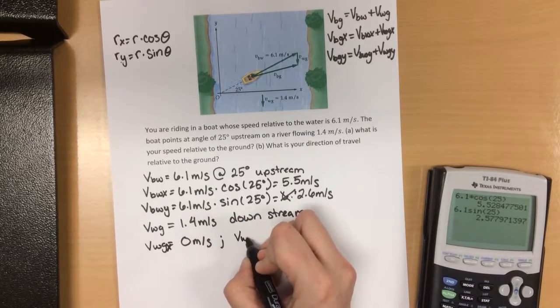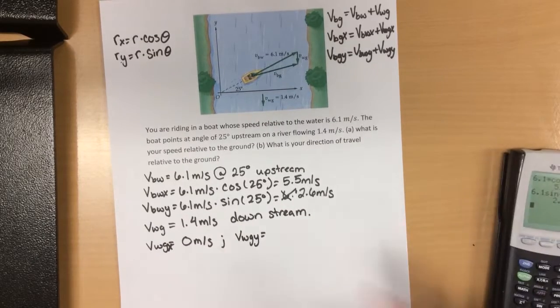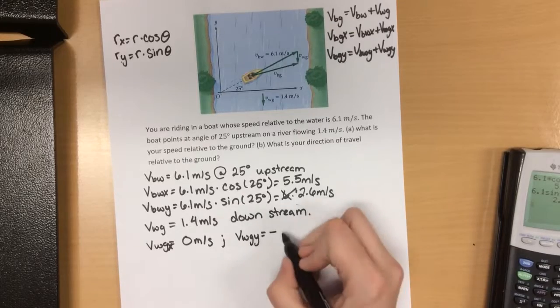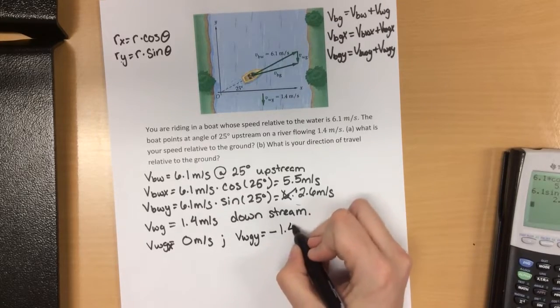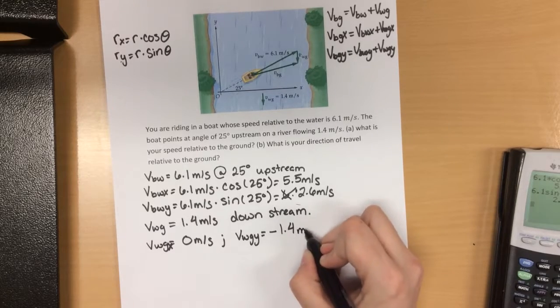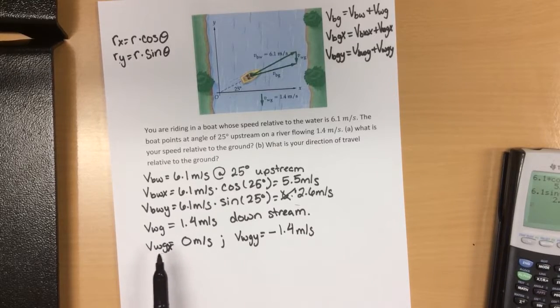Now, velocity of the water to the ground in the y, we do have a value. Upstream we went ahead and took as positive, so our downstream needs to be negative. All right, so we have our velocity of our boat compared to the water broken down into its components, and the velocity of the water compared to the ground broken into its components. We can now find our total components.